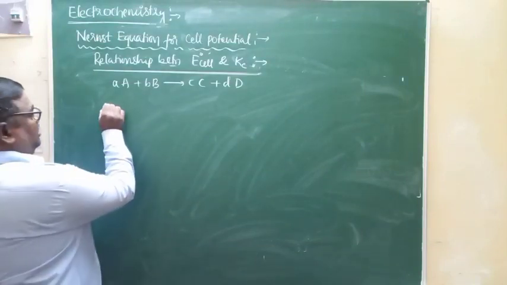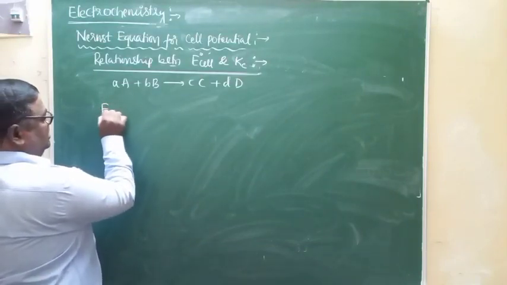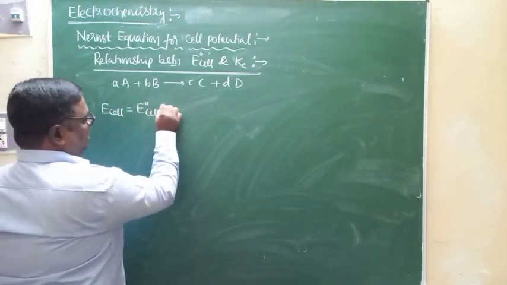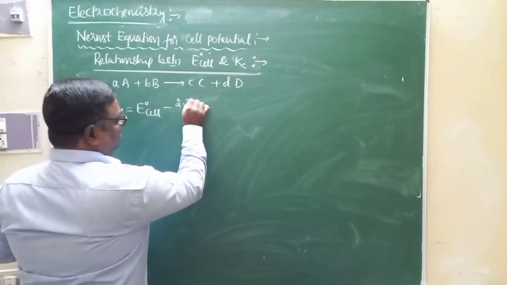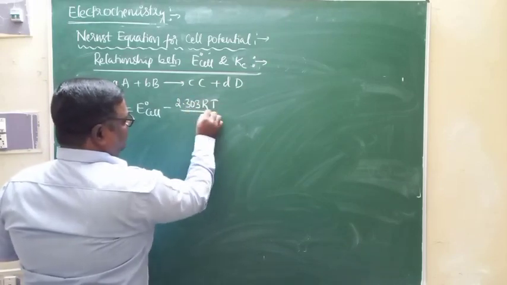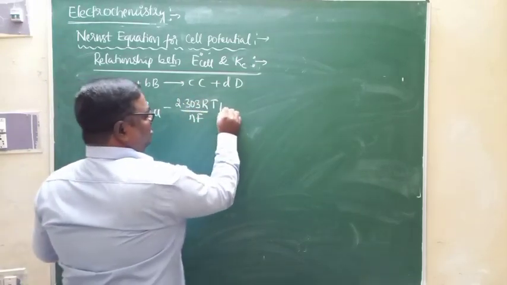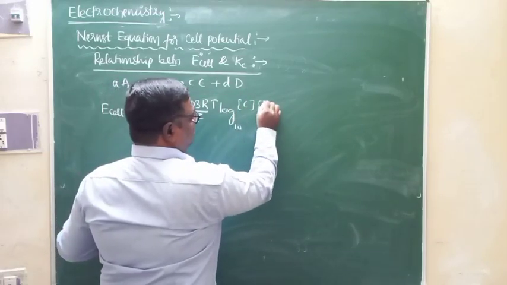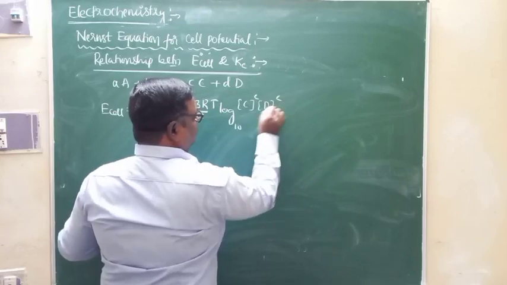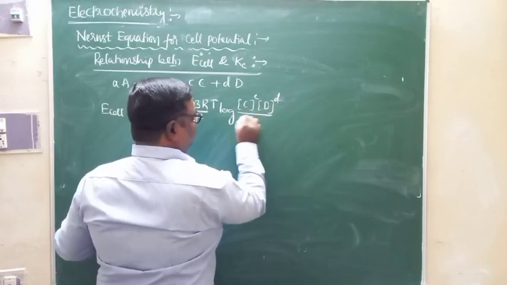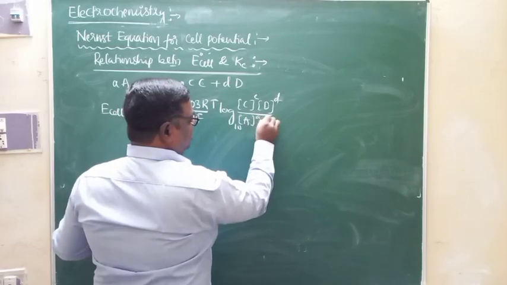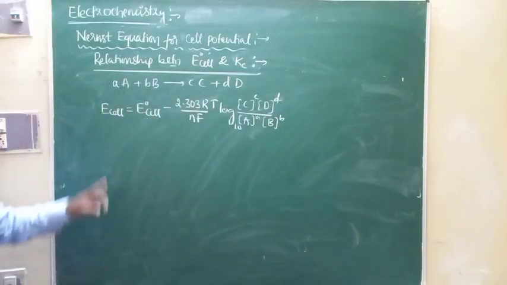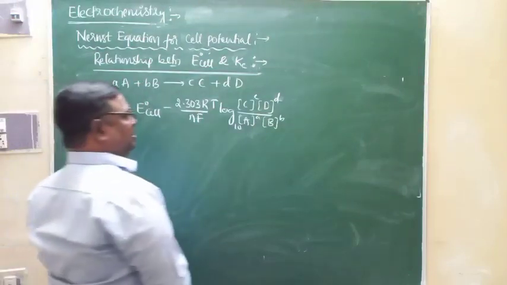And remember, the expression for the cell potential is equal to E naught of cell minus 2.303 RT by NF log to the base 10 of products, concentration of C to the power c into concentration of D to the power d, divided by reactants, concentration of A into concentration of B, with each concentration term raised to the power equal to its stoichiometric coefficient.